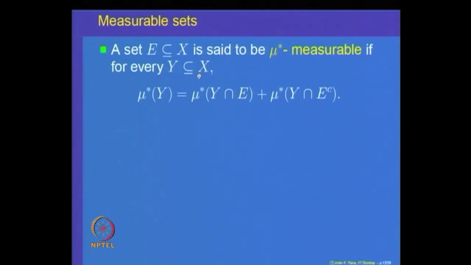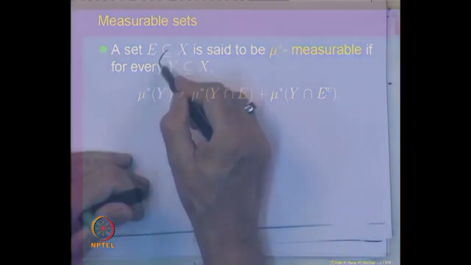E measurable means: take the set E, which you want to test whether it is measurable or not. Divide any set Y into two parts, Y intersection E and Y intersection E complement. Then the measure of the two pieces should add up to give you mu star of Y. So, this is the picture that you have got. This is my set E.